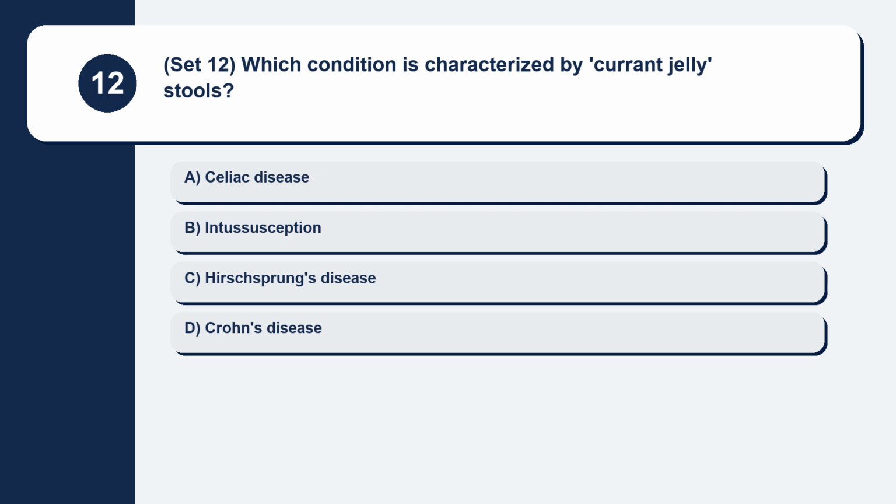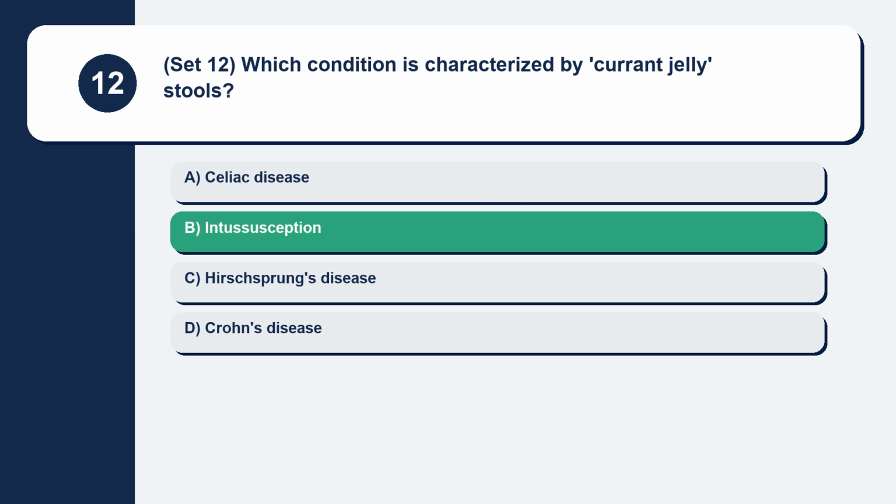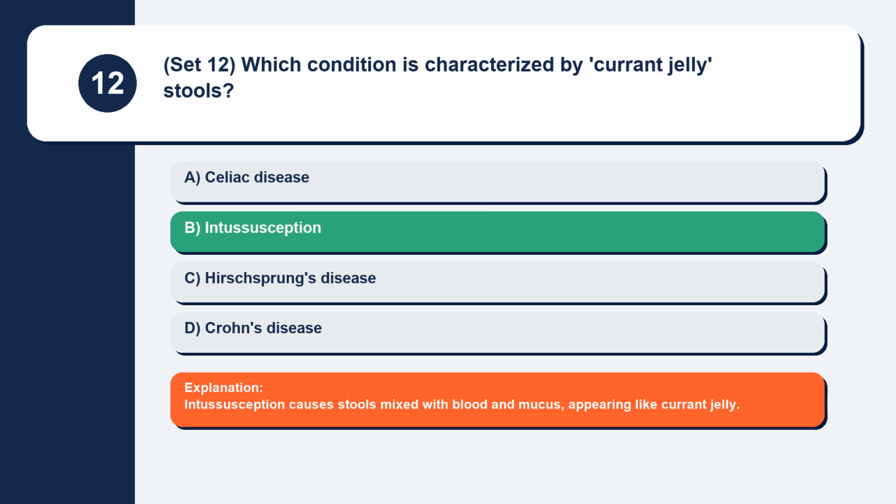Question 12, Set 12. Which condition is characterized by currant jelly stools? Celiac disease, intussusception, Hirschsprung's disease, Crohn's disease. Intussusception causes stools mixed with blood and mucus, appearing like currant jelly.